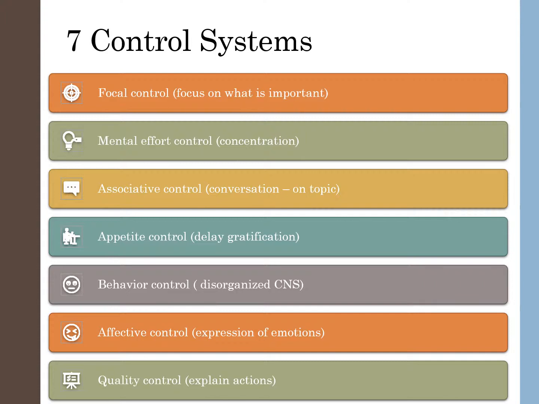Behavior control is the impulsivity and the poor or disorganized central nervous system. Affective control is the inappropriate affect and expression of emotions. Finally, quality control is a person's ability to provide an explanation for his or her own actions. I think you recognize most of these from descriptions of the three categories of symptoms, but it helps us understand why they do certain behaviors that they do.